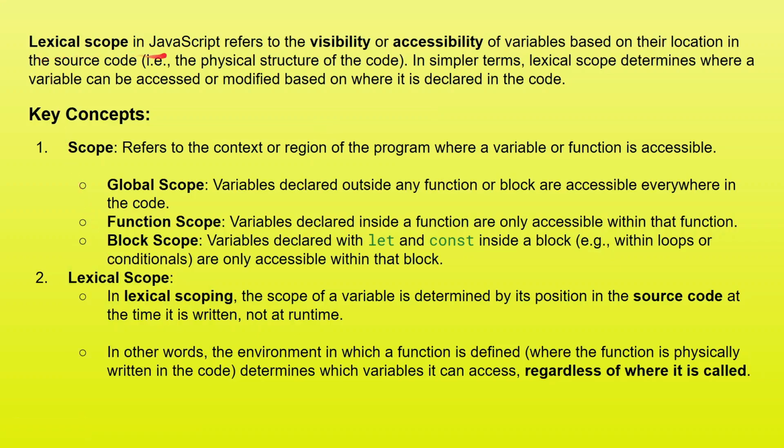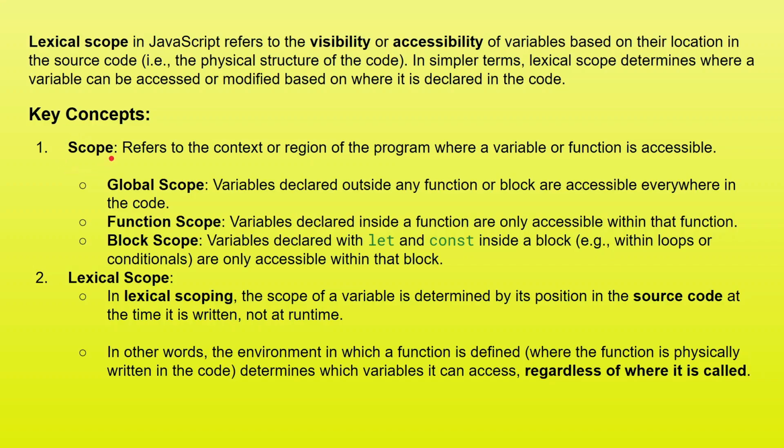Lexical scope in JavaScript refers to the visibility and accessibility of variables based on their location in the source code, for example, the physical structure of the code. In simpler terms, lexical scope determines where a variable can be accessed or modified based on where it is declared in the code.